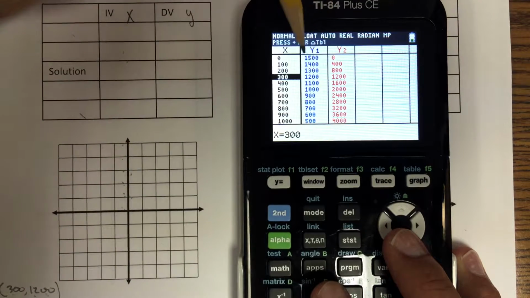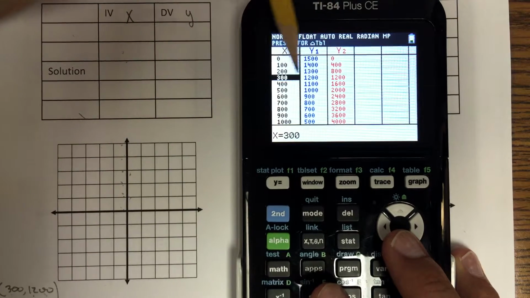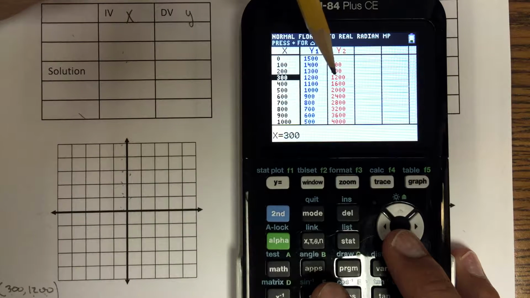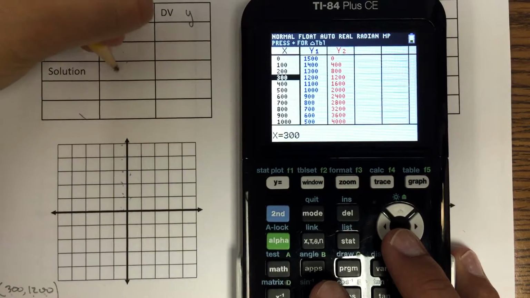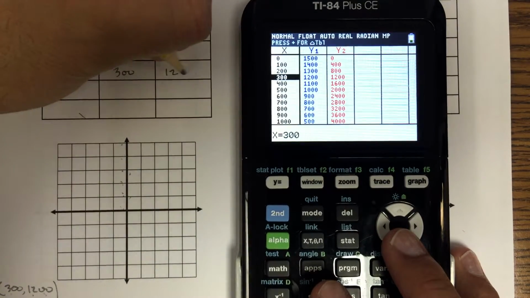These are 2 different lines. So this is line 1, line 2. Where are they the same? They're the same right here. So the x value, 300, and 1200. Here's the answer. So the solution is when this is 300 and when this is 1200.